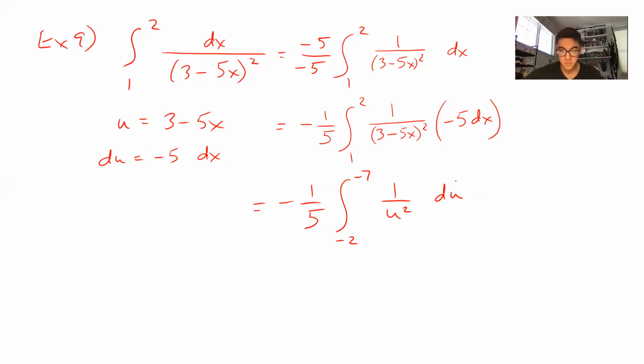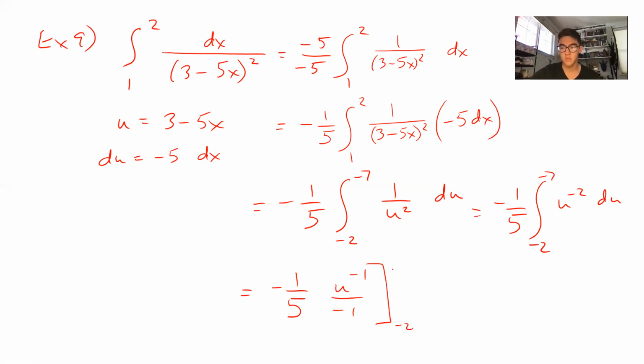Gotcha, yeah. I like to put the du all the way at the end because then I know exactly what the function is. So at this point, I'm thinking to myself, u to the -2, that's the function I have. So again, add 1 to the exponent, divide by that exponent. Yeah, so negative one, divided by -1? Do I have a -1? Evaluated from -2 to -7.